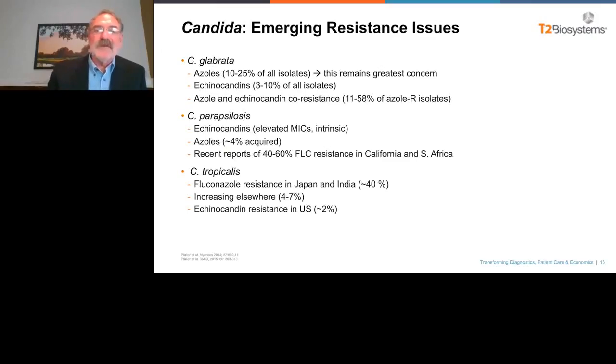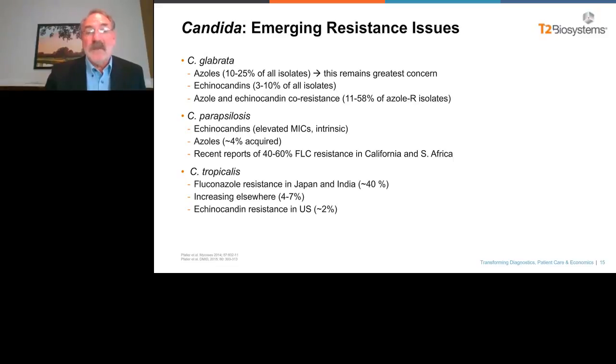Antimicrobial resistance. We've discussed the different resistance profiles that you might see with the common Candida species. In the surveillance efforts that my laboratory has done over the years, there are some certainly concerning emerging resistance issues. Candida glabrata leads the list. Azole resistance is at least 10 to 25% of all isolates, and this remains the greatest concern clinically given the widespread use of fluconazole and other azoles. Remember, I said Candida glabrata, if resistant to one azole, is resistant to all of the azoles.